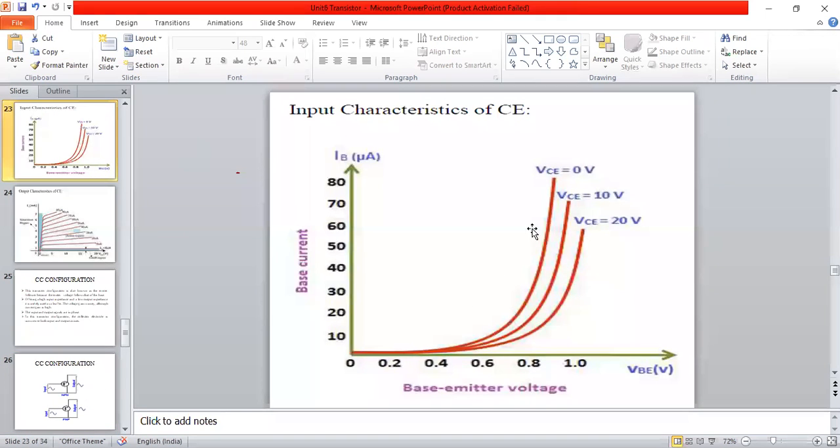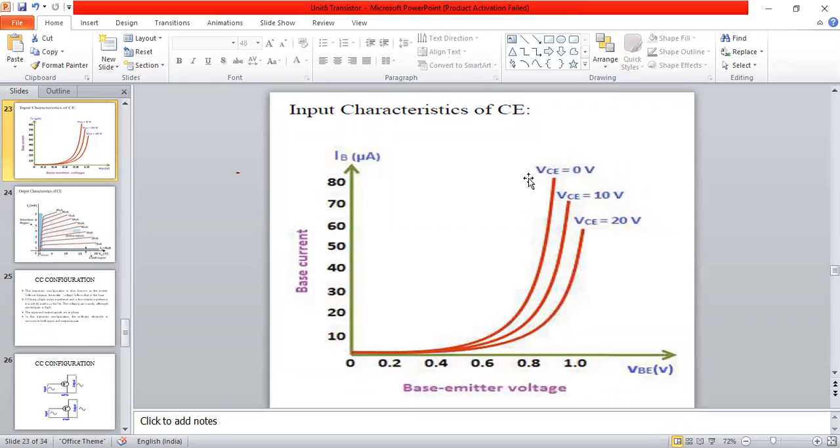So next we'll go for the input characteristics. Which is the input current in the common emitter type? What is the input current? Base. Base is the input current. So IB is the input current. And which is the input voltage? The voltage applied across what? Base and emitter. Base and emitter is the input voltage applied here now.